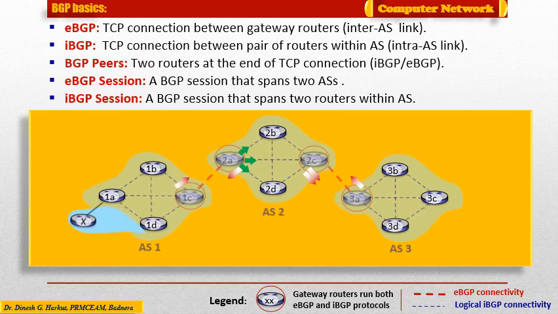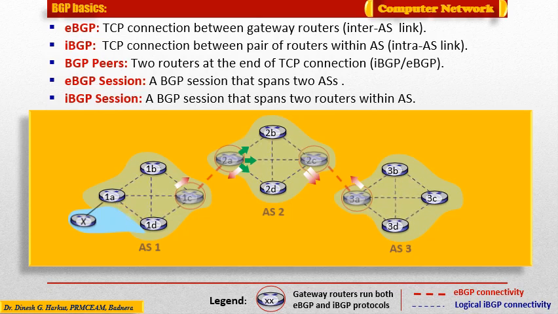Here the blue dashed lines are the logical iBGP connectivity. I stands for internal, within an AS. E stands for external, I stands for internal. These are the eBGP connectivity, and these within the AS are the iBGP connectivity.